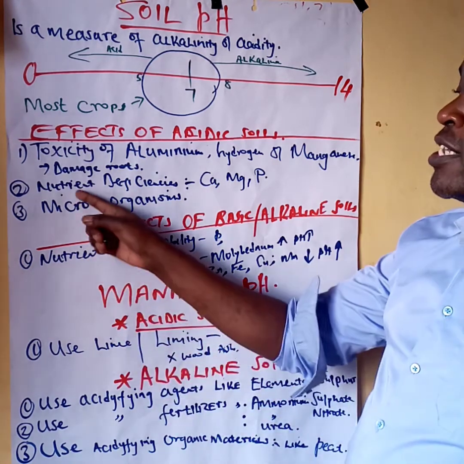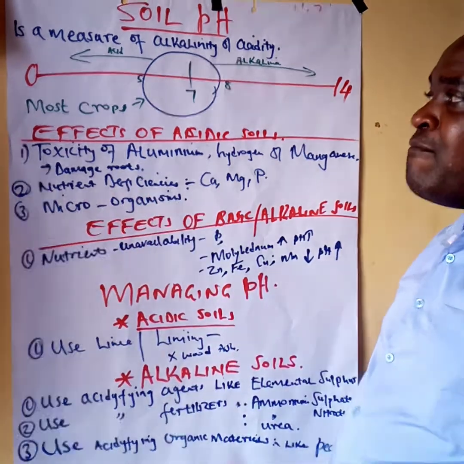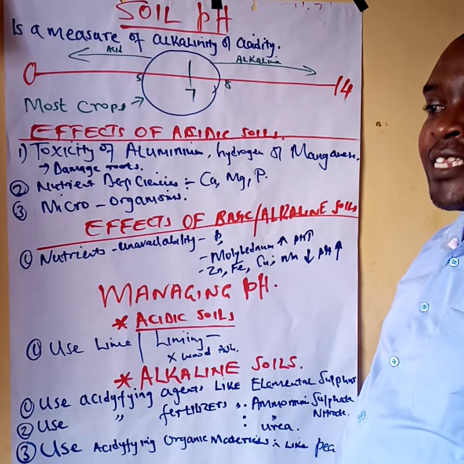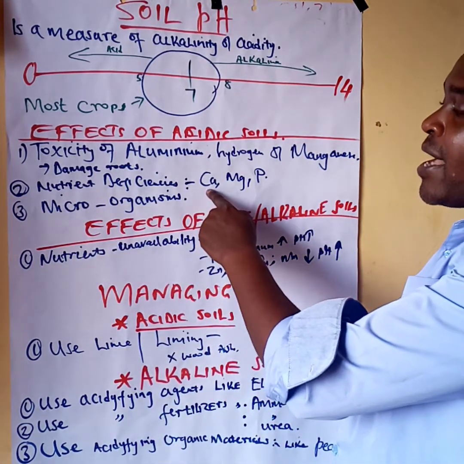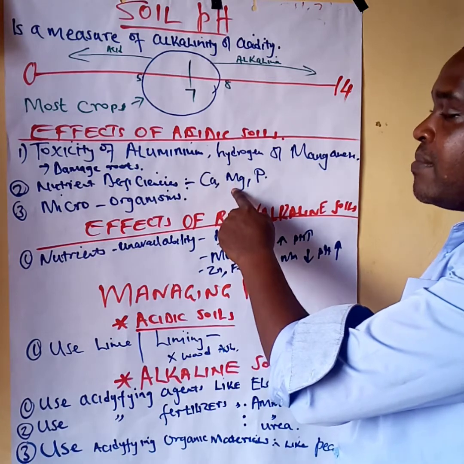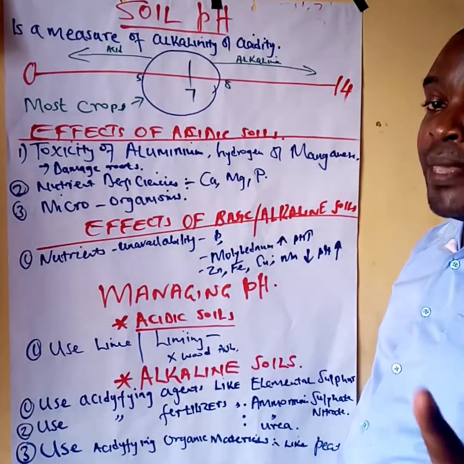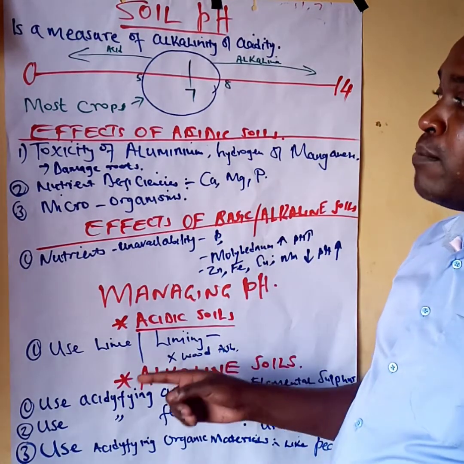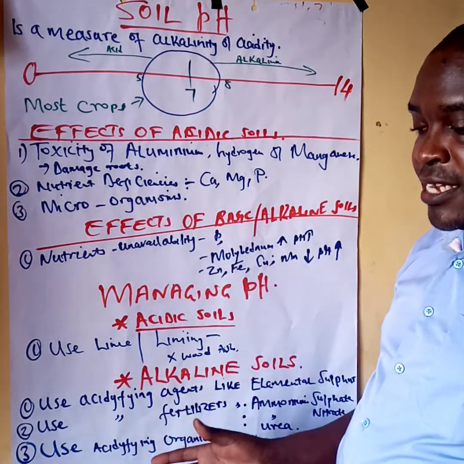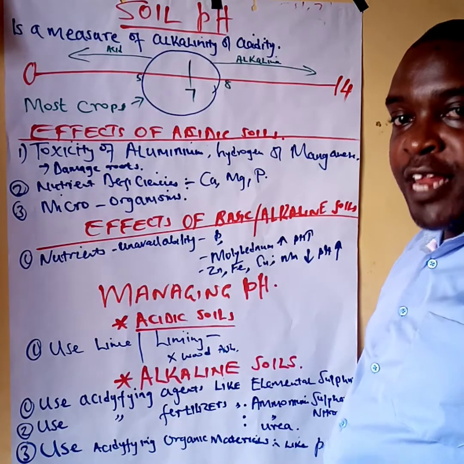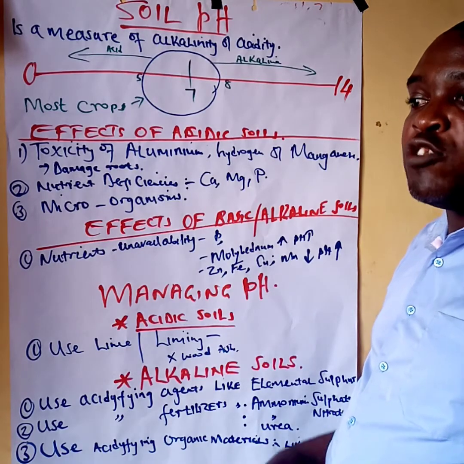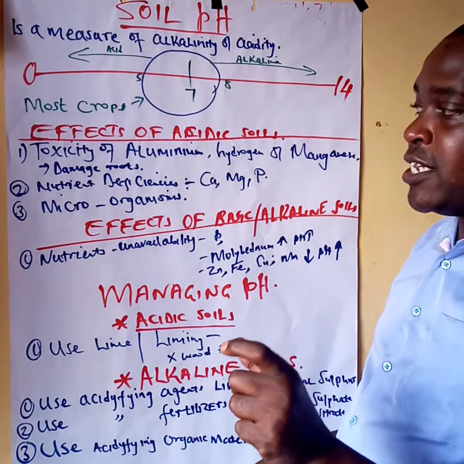Number 2, nutrient deficiency. At a very high acidity, calcium, magnesium, and phosphorus may be unavailable. For example, when you have a lot of acidity in the soil, phosphorus may be available in the soil, but it is not absorbed, it is locked.